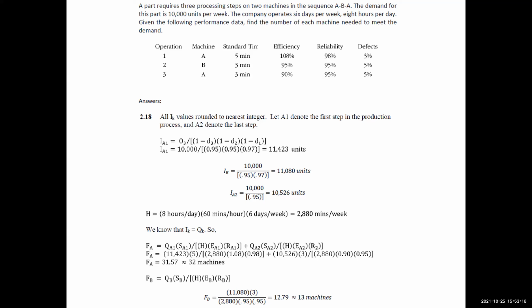Knowing that, we can go to the equation for F, the number of machines, and substitute the rest of the parameters. We got 31.57, so 32 machines. We round up because we want to have enough machines, so we always round up to cover the requirement. So 32 machines for A, and for B we have 12.79, so we round up again, 13 machines.